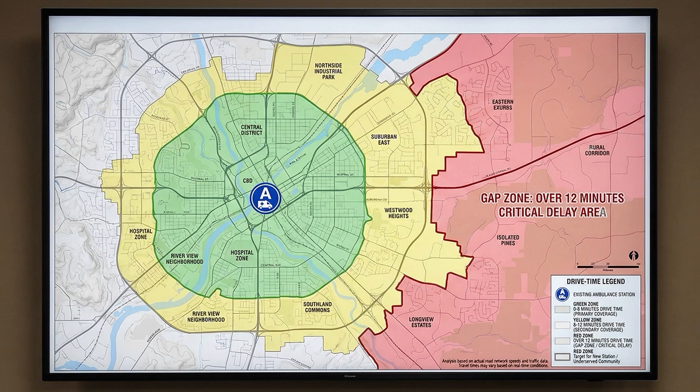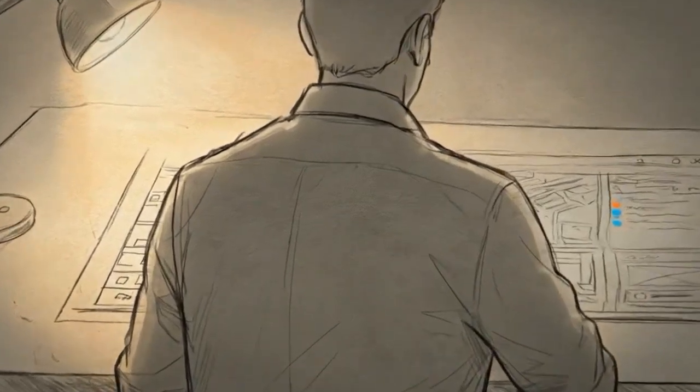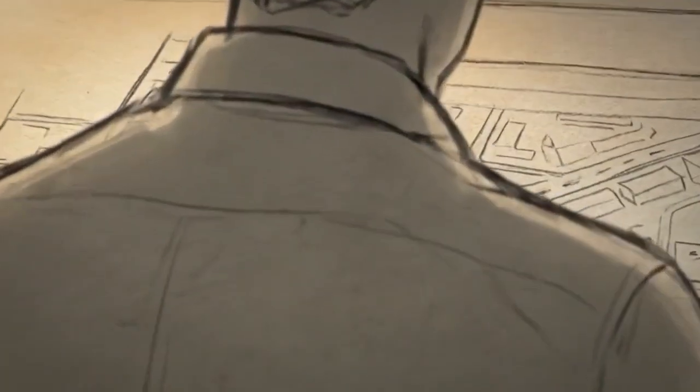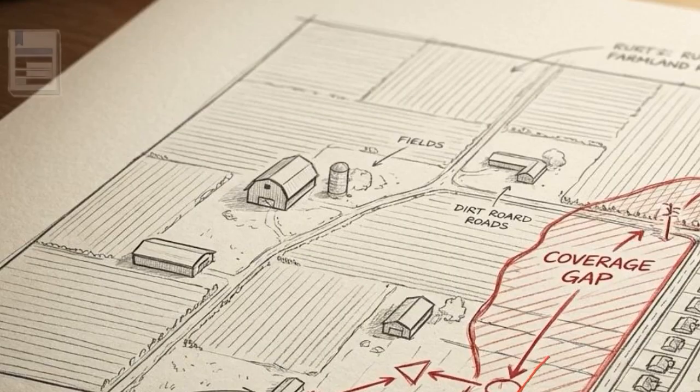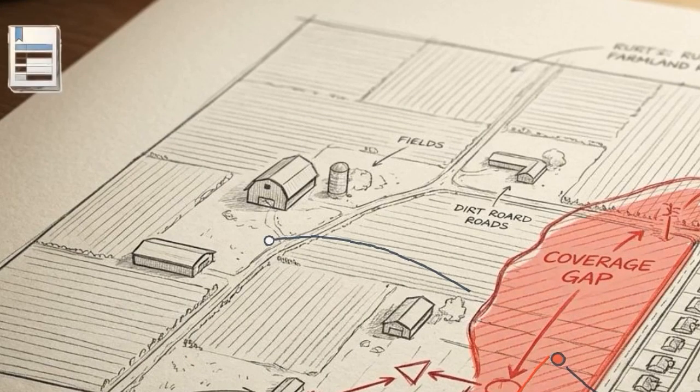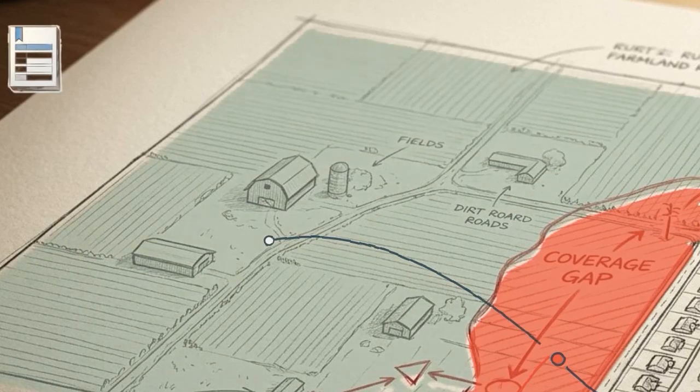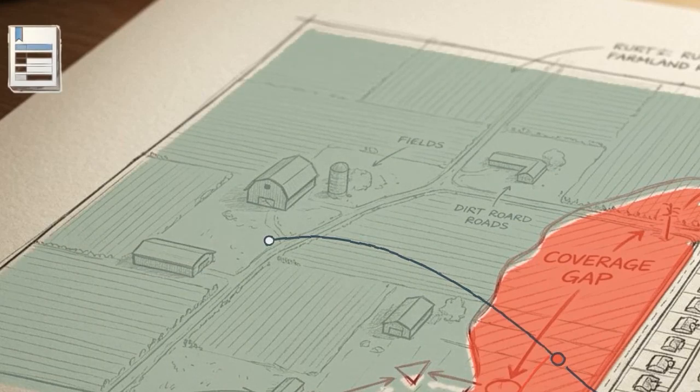Now that we see the physical gap, we have to determine if it is actually a problem by locating where the emergency calls are originating. A coverage gap over empty farmland requires a very different response than a gap over a dense residential neighborhood. This map updates to answer our second sub-question. Within the gap, where is the highest demand?